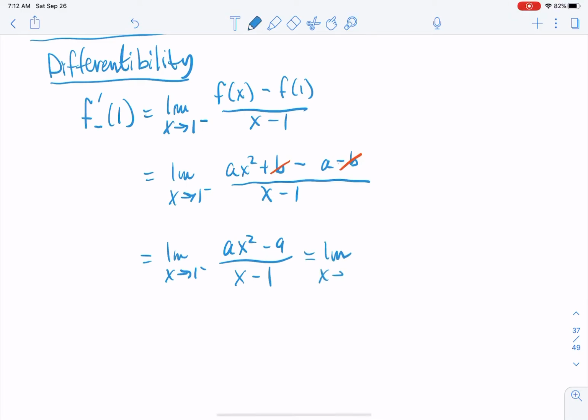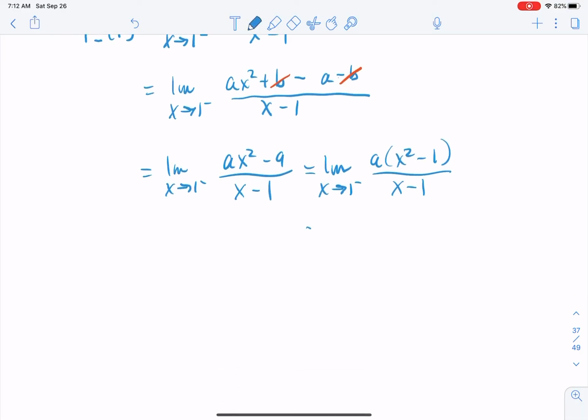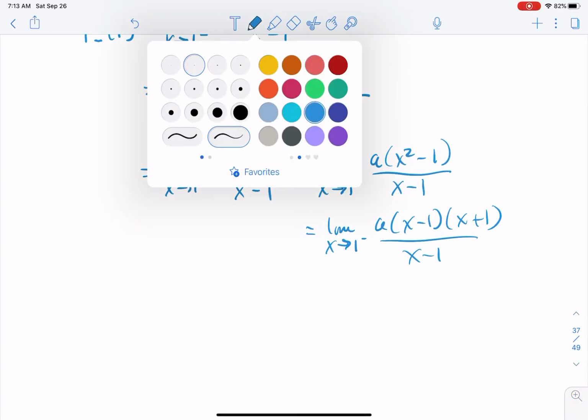Limit as x goes to 1 from the left. Notice they have a common factor of a, so I can pull that out. GCF a, x squared minus 1 over x minus 1. Still not done, because I've got a difference of two squares up here. I'm going to have a times x minus 1 times x plus 1 over x minus 1. And there we go. Here's our hole that we're about to cancel out.